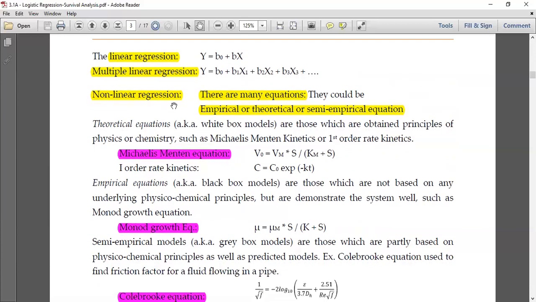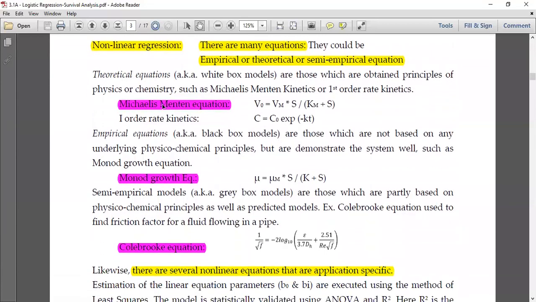But when you come to non-linear regression, there are many types of equation, and they are based on theoretical equation, empirical equation, semi-empirical equation. Theoretical equations are also called white box models. They are obtained as a result of principles from physics and chemistry. You have derived the equation. Just remember the Michaelis-Menten equation. It is a non-linear equation. The first order rate kinetics equation is also a non-linear equation. So they have been derived from theoretical concepts.